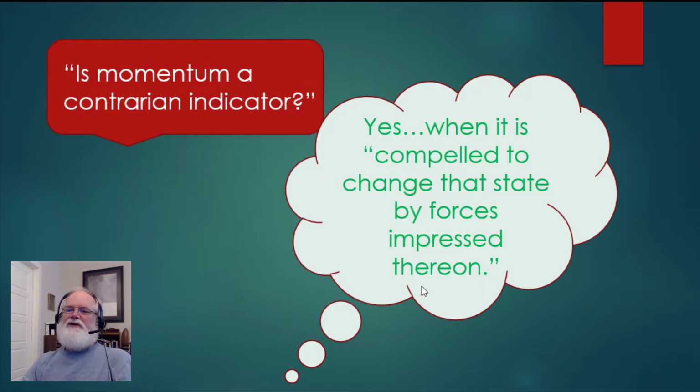So is momentum a contrarian indicator? And the answer is yes, when it is compelled to change that state by forces impressed thereon, to quote Newton there. So I hope that video, that little review, will be helpful for you. Again, when momentum hits support or resistance, look in all directions. Step back for a second, look in all directions, up, down, left, right, and see if you can see a reason why momentum might actually stop pretty soon here and give you a great reversal entry.